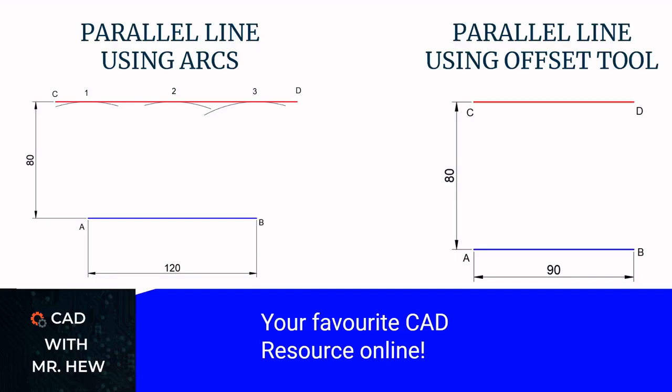In today's video, we'll be looking at two methods to draw a parallel line. The first method will be looked at in part 1 of today's video, and we'll be using the arcs to draw the parallel line CD, which is 50 millimeters away from the line AB, the given line.